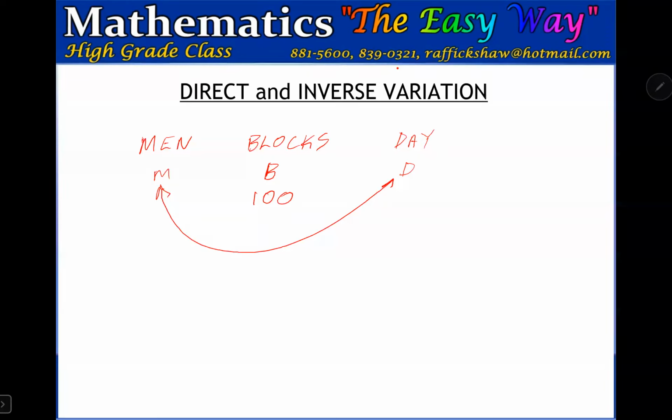If we decrease the number of men working, assuming that they're working at the same rate, then the number of days required to make the blocks will increase. So more men, less days. Less men, more days. So if the number of blocks is constant, then the men and the days have an inverse variation. So men and the days would be inverse variation.